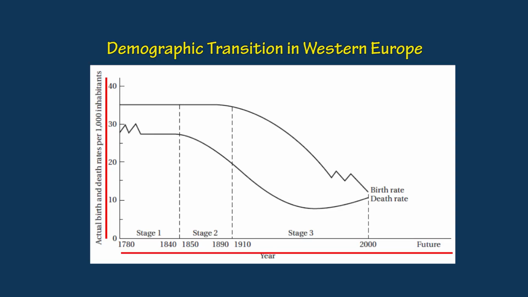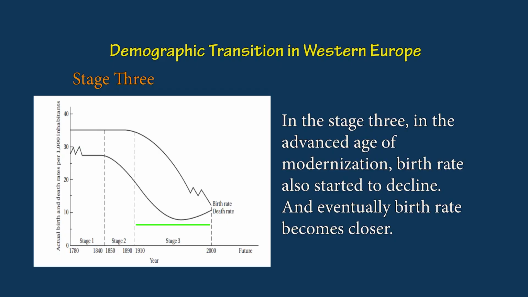Now, we are going to talk about stage 3 for the Western European countries. Stage 3, year-wise, we can mark as around 1900 to 2000. So after 1900, and maybe till now, we may consider it as stage 3. What is the discerning issue about stage 3? In stage 3, the advanced stage of modernization, birth rate also started to decline.